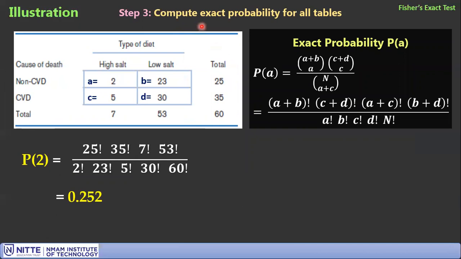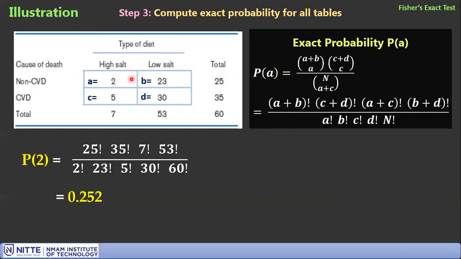Step number 3: compute the exact probability for all the tables. Before we do it for all the tables, let us do it for one particular table. This is the table of our problem. The problem depends on this particular table. Let us see what it is. Exact probability is defined as a ratio of combinations. You have the combination of A plus B, which is the row sum, combination of A.